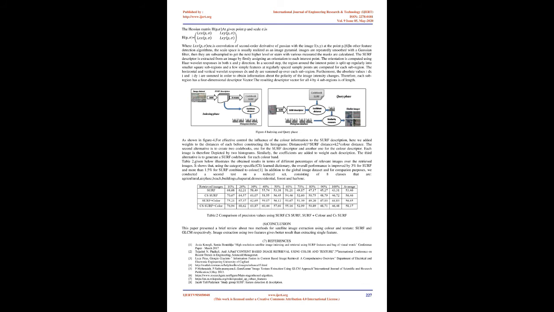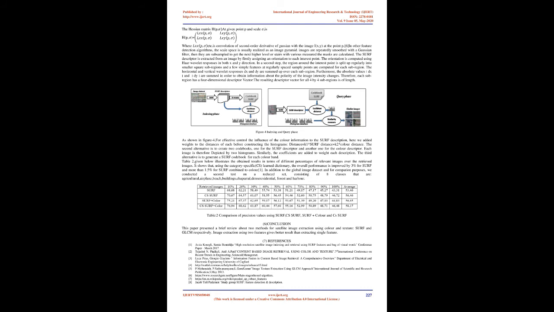The Hessian matrix H(P, sigma) at a given point P and scale sigma is defined with entries Lxx, Lxy, and Lyy, where Lxx is the convolution of the second order derivative of Gaussian with the image I(x,y) at the point P. In other feature detection algorithms, the scale space is usually realized as an image pyramid. Images are repeatedly smoothed with a Gaussian filter, then they are subsampled to get the next higher level of the pyramid.